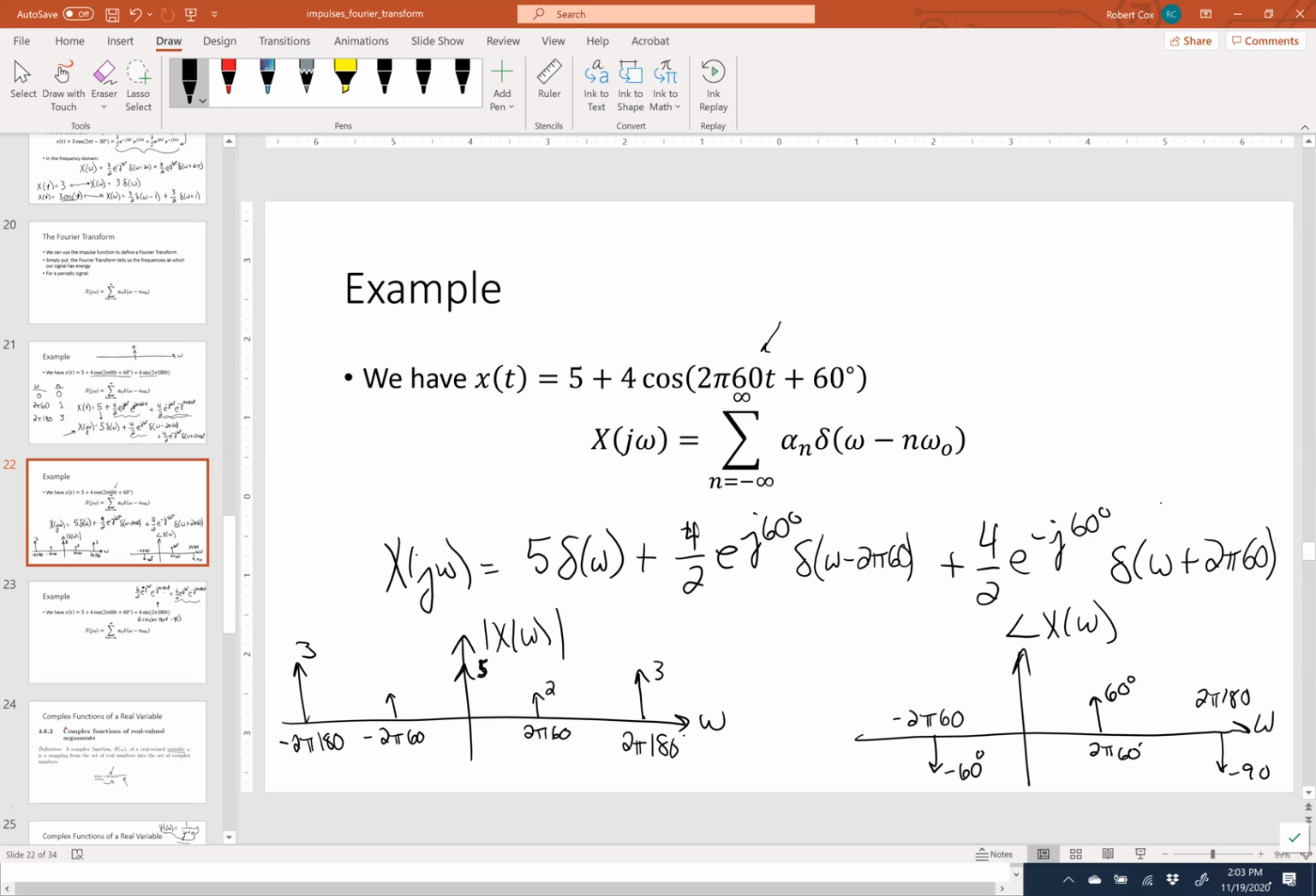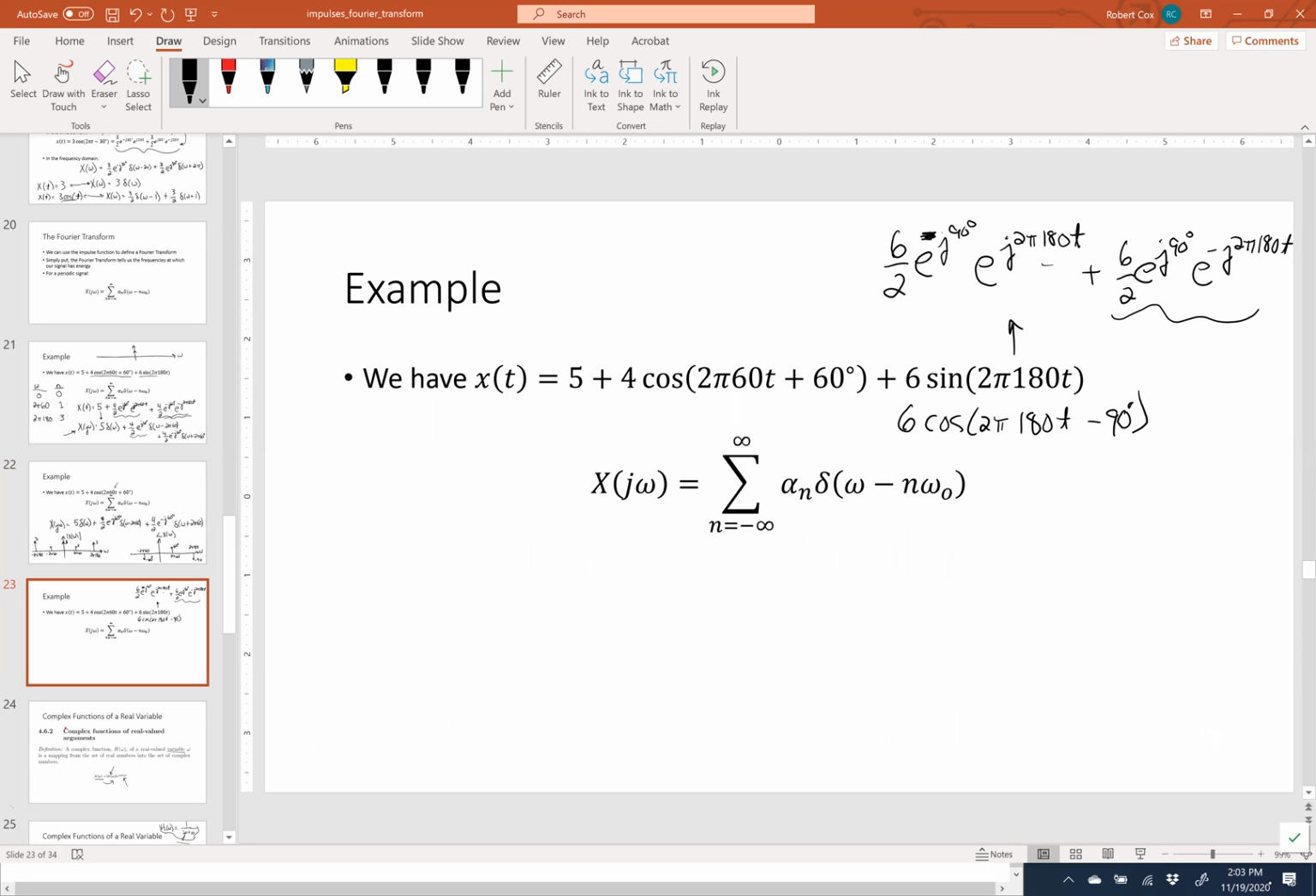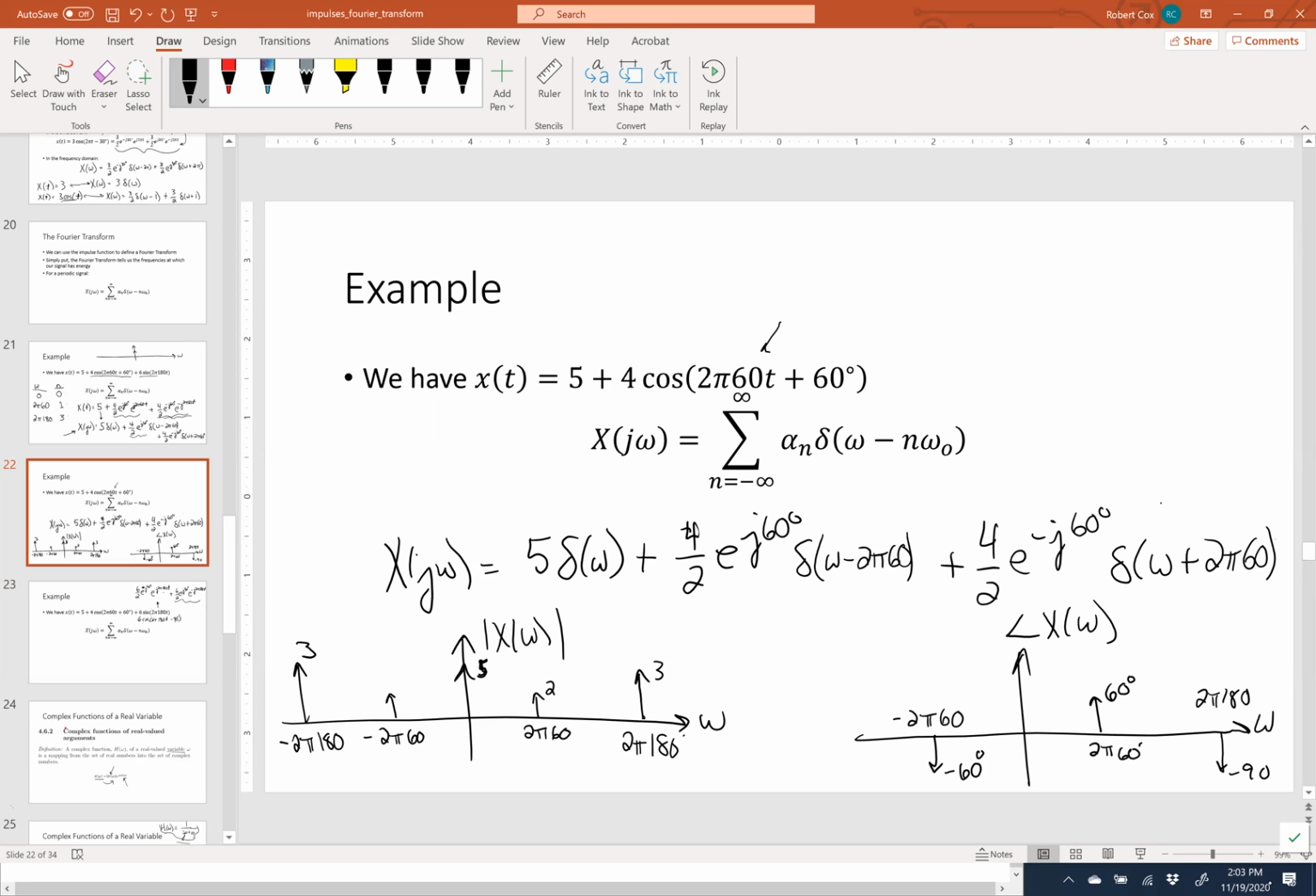All right, and what about at negative 2π·180? 90 degrees. Okay, I'd have 90 degrees. So that'd be over here somewhere, 90 degrees at negative 2π·180.